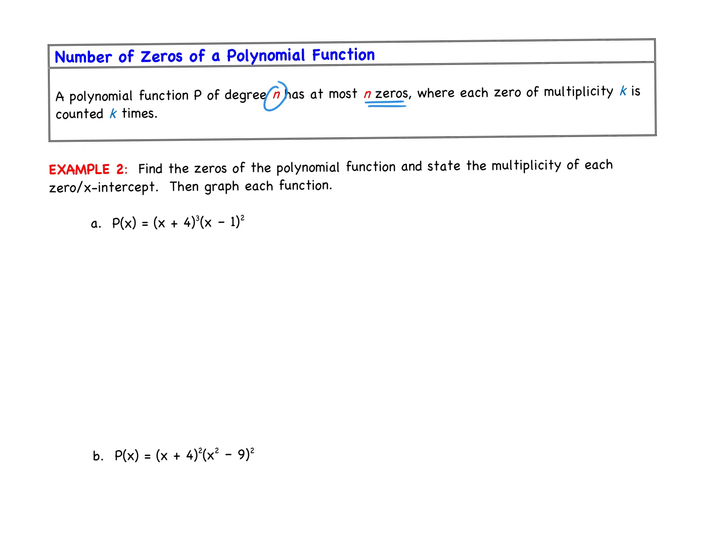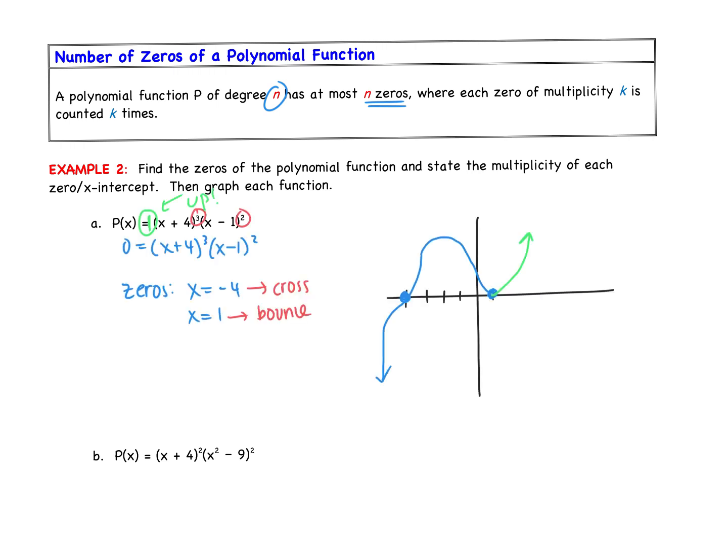So, example 2. We are again finding the zeros, their behavior, and graphing. 2a you can do. So I want you to take 2 minutes and do 2a, please. It's exactly the same as what we've been doing. So find the zeros, find their behavior, graph the function, please. Here we go. So you should have found 2 zeros at -4 and 1. The one at -4 should cross because we have an odd power. The one at 1 should bounce because we have an even power.